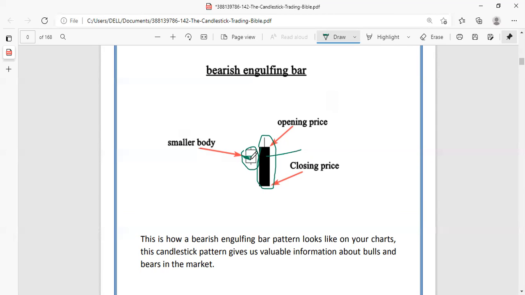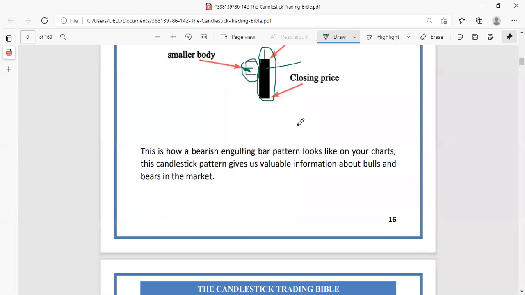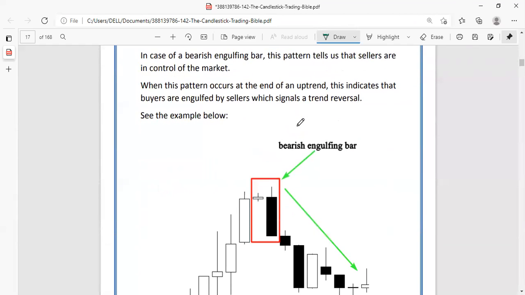The meaning of the word engulfing is like eating or covering. So this black candlestick is covering, or eating, the whole body of the first candlestick. The first candlestick, as you know, is a bullish candlestick that has been engulfed by the bearish candlestick. So that's why the name is given as the bearish engulfing. Thank you so much.